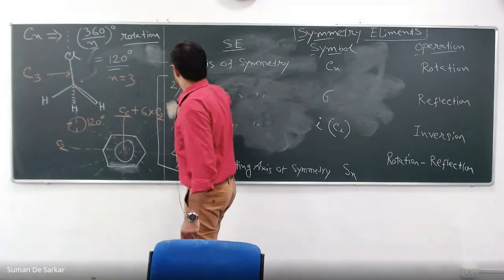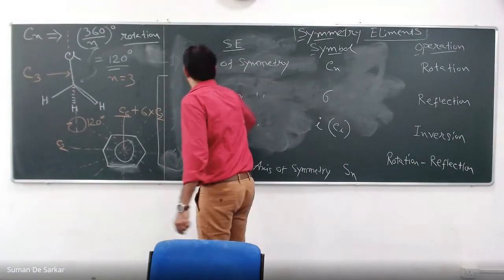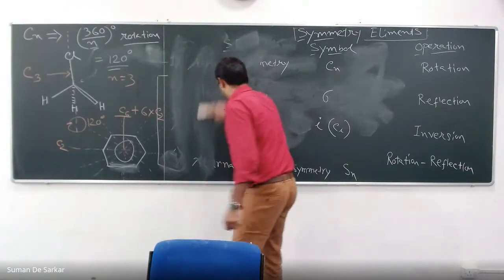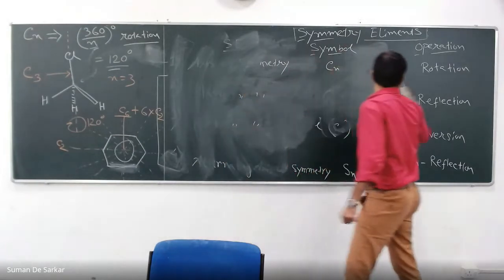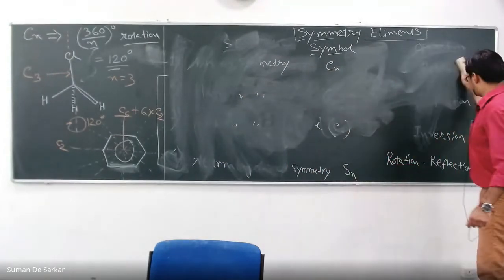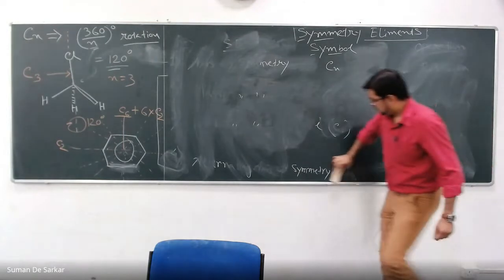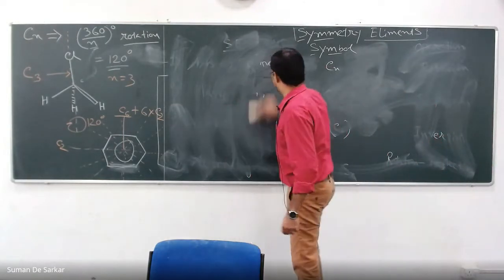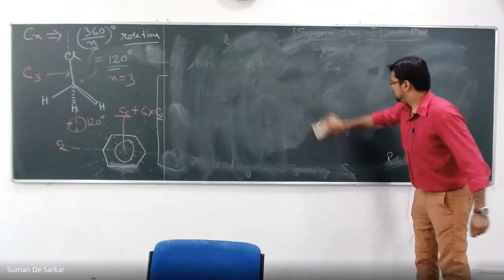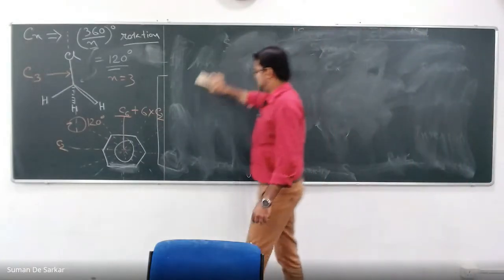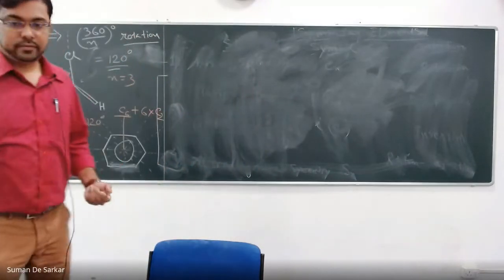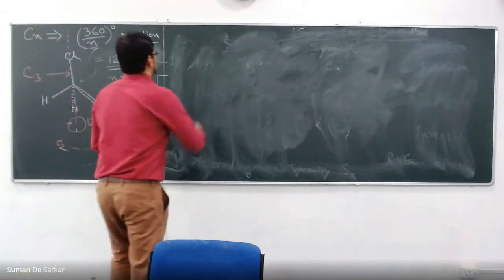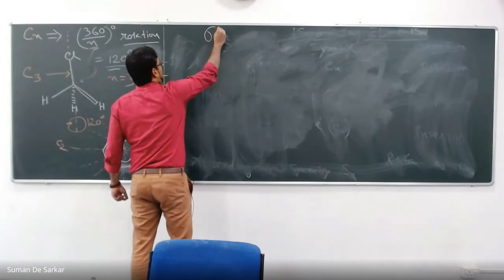What about the other symmetry elements? What about the plane of symmetry, the sigma? Any query? If not, then we continue. Next is the plane, the sigma.